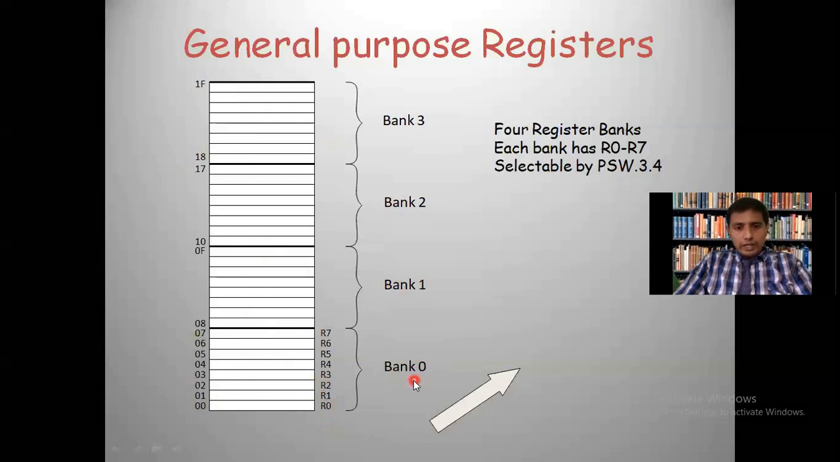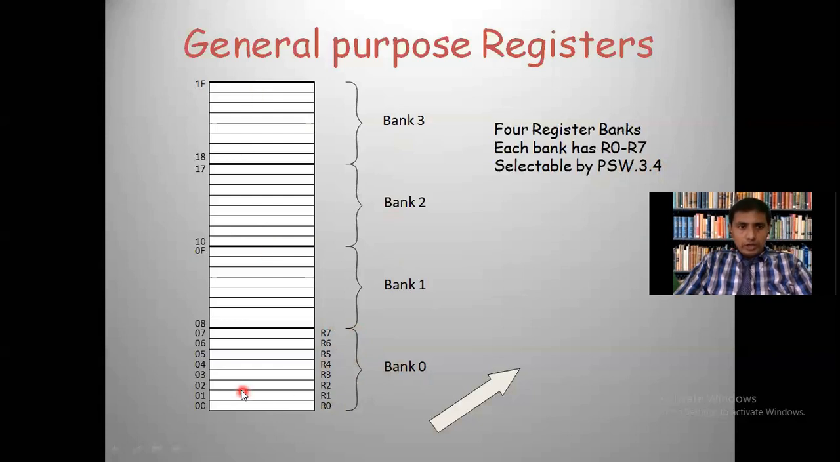But at a time the 8051 microcontroller takes only one bank, either bank 0, 1, 2 or 3. That's why only one set of R0 to R7 is effective for every operation. Whether we are selecting bank 0 to bank 3 is decided by the program status word 3rd bit and 4th bit. Okay, like that general purpose registers are there.